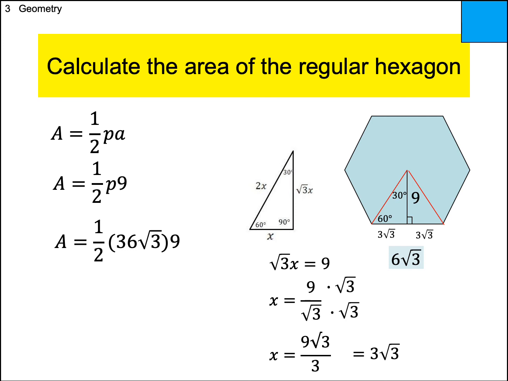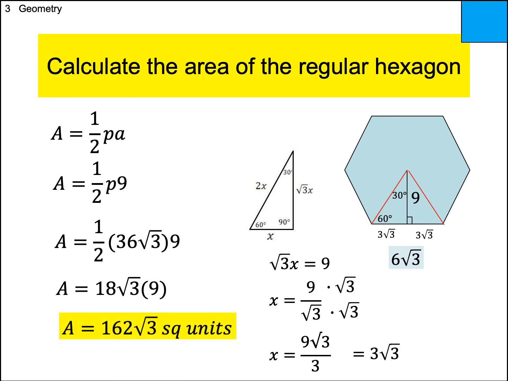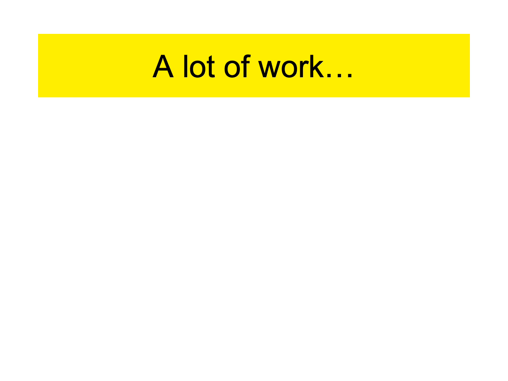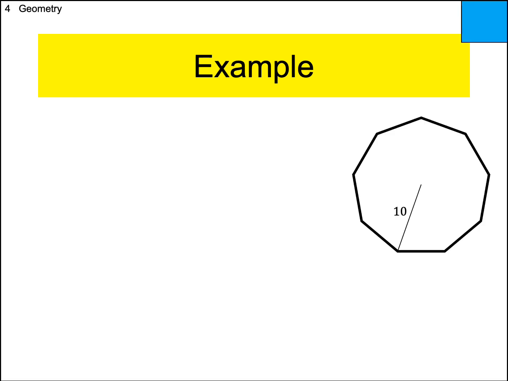There's multiple ways you can do this. Half of 36 is 18. 18 times 9 is 162. So 162 root 3 square units. Wow, that was a lot of work. All right, we're going to do one more.